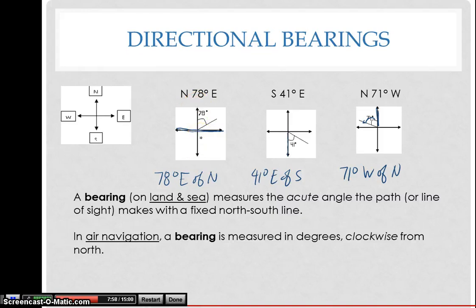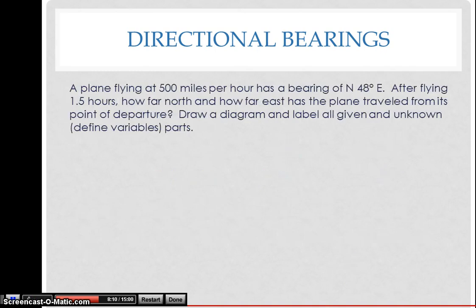So when we look at air navigation, a bearing is measured in degrees, and it's always clockwise. So we're going to be going clockwise, so this way from the north. So that's the way it's measured. Okay. Let's look at the last example. So we're going to be working with our bearings here.